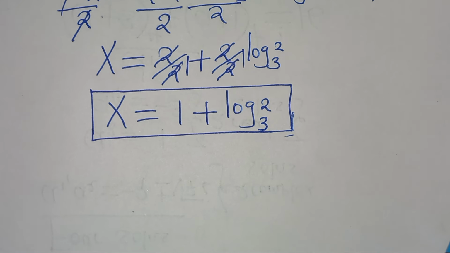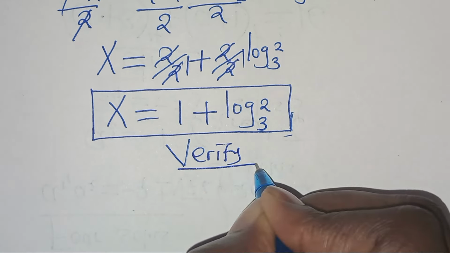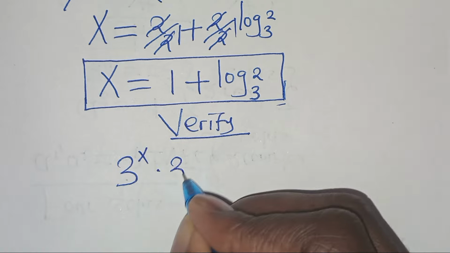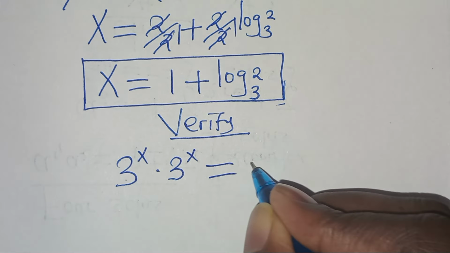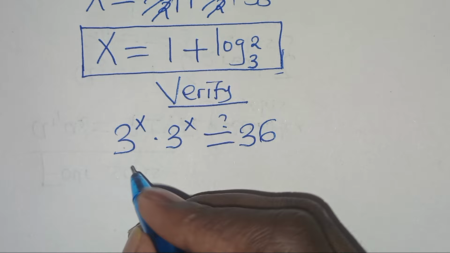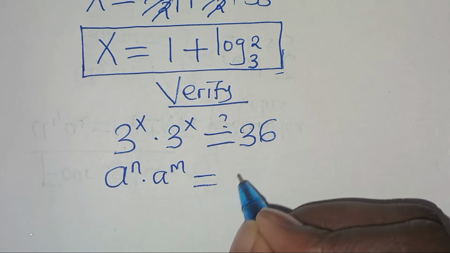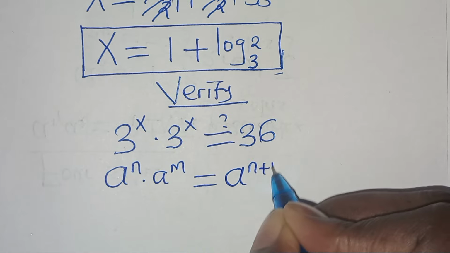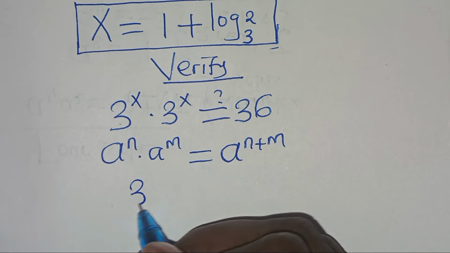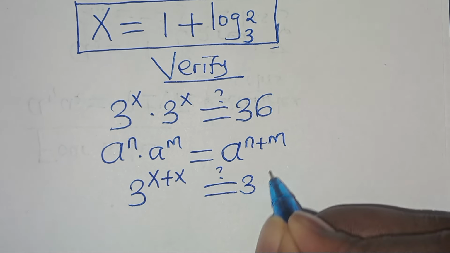So the next step from here is to verify that this value of x here satisfies the equation. We have 3 to the power of x times 3 to the power of x. This is supposed to give us a value of 36. So this is in the form of a to the power of n times a to the power of m, which can be expressed as a to the power of n plus m. Now, applying this exponent property, then we have 3 to the power of x plus x. This should give us a value of 36.